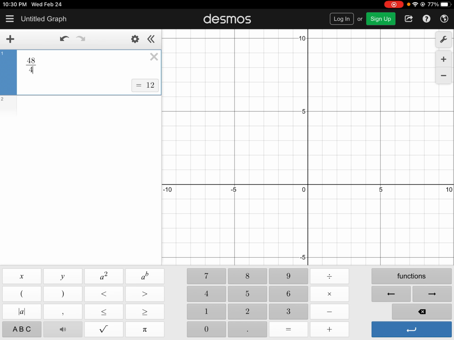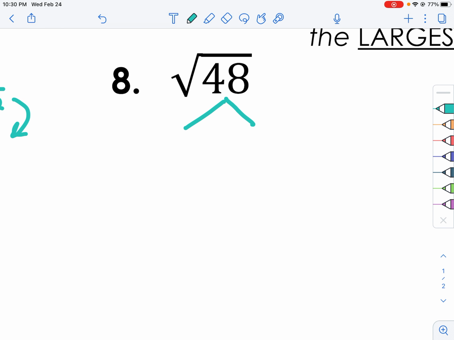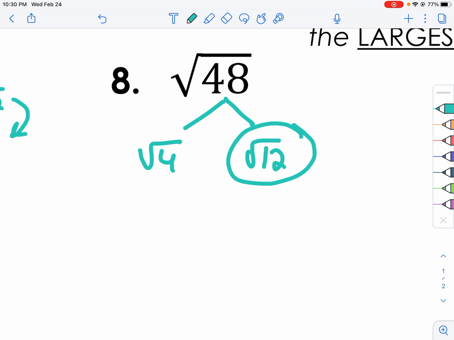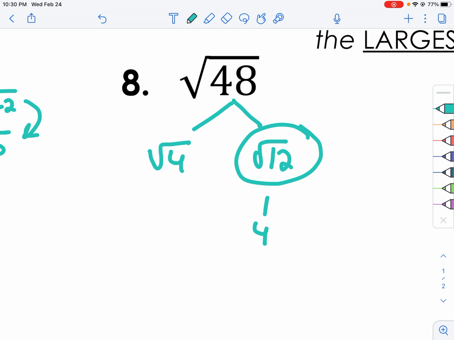48 divided by 4, that would give us 12. So if we did square root 4 and square root 12, could we pull out a perfect square out of 12? Yes, right? You could pull out another 4. You could pull out another square root of 4 there. So we didn't find the biggest perfect square yet. So let's try again.